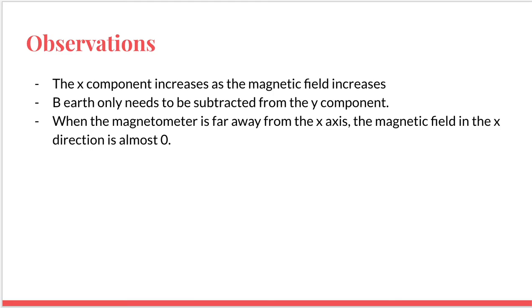Some observations that I had when I was doing the experiment were that the X component increased as the magnetic field increased. It also showed that B Earth only needs to be subtracted from the Y component. And when the magnetometer is far away from the x-axis, the magnetic field in the x direction is almost 0.